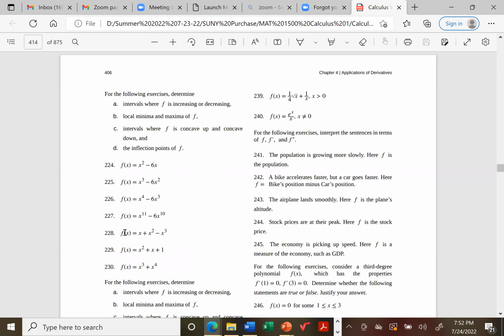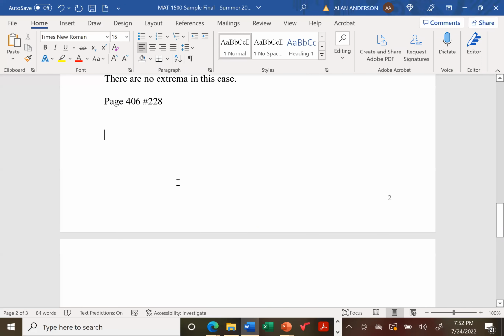What are we trying to... oh, there's a lot of work on this one. Oh my God. Okay, so this one is going to take a while. We have to do quite a few different things. So before we do anything else, as always, let us graph this. So we're looking at y equals x plus x squared minus x cubed.